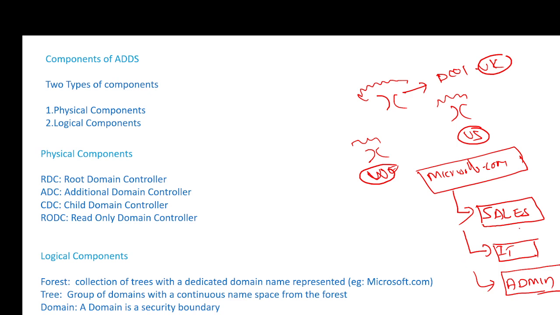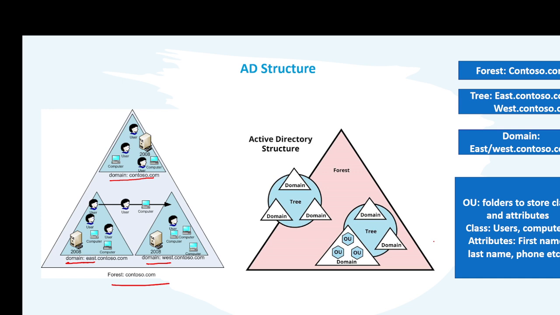So this OU is nothing but a container or a folder to segregate users and computers based on a certain category, either department, type, service type, computer type, or region wise. That is called an OU. OU is the folder structure or container in Active Directory to store classes and attributes, meaning your username, computer or objects, whatever it is. That is called the organization unit. So these are the physical and logical components available in Active Directory.